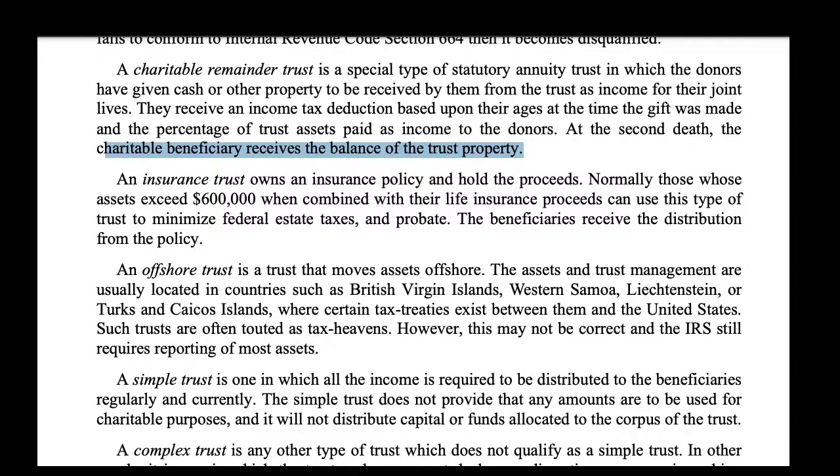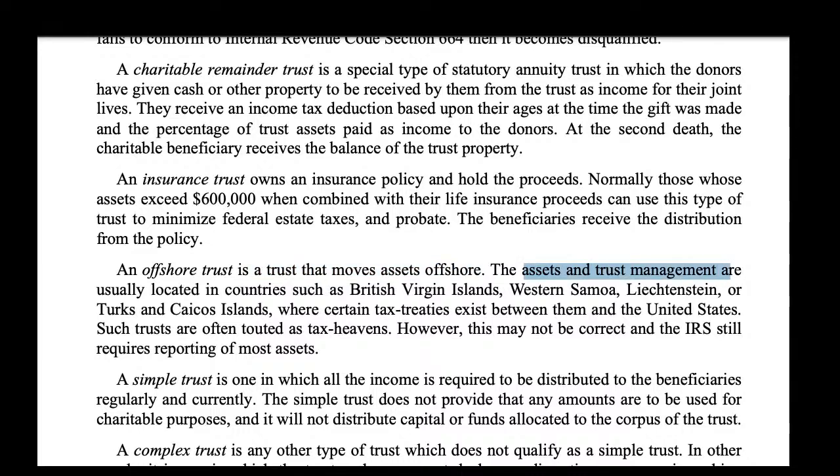Yikes. An insurance trust owns an insurance policy and holds the proceeds. Normally, those whose assets exceed $600,000 when combined with their life insurance proceeds can use this type of trust to minimize federal estate taxes and probate. The beneficiaries receive the distribution from the policy. Wow. Holds the proceeds. So an offshore trust is a trust that moves assets offshore.